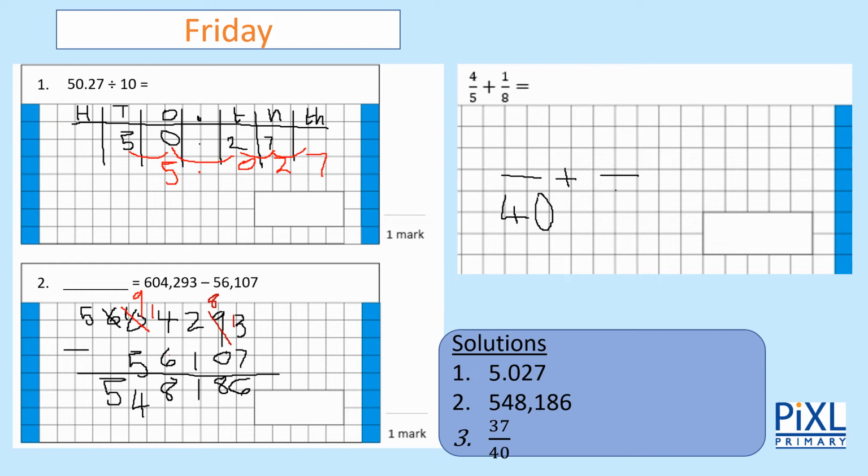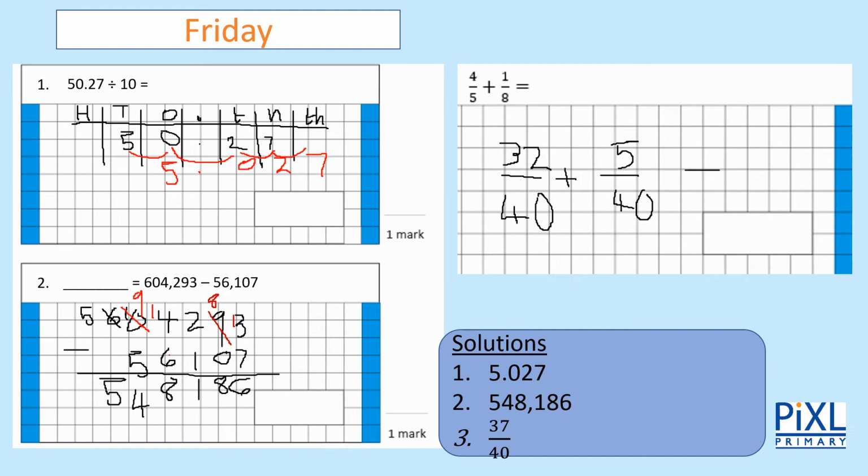Now remember, whatever I do to my denominator, I must do to my numerator. So I've times 5 by 8 to get to 40, so I need to times 4 by 8. 4 times 8 is 32. I've times 8 by 5 to get to 40, so I need to times 5 by 1, which is 5.